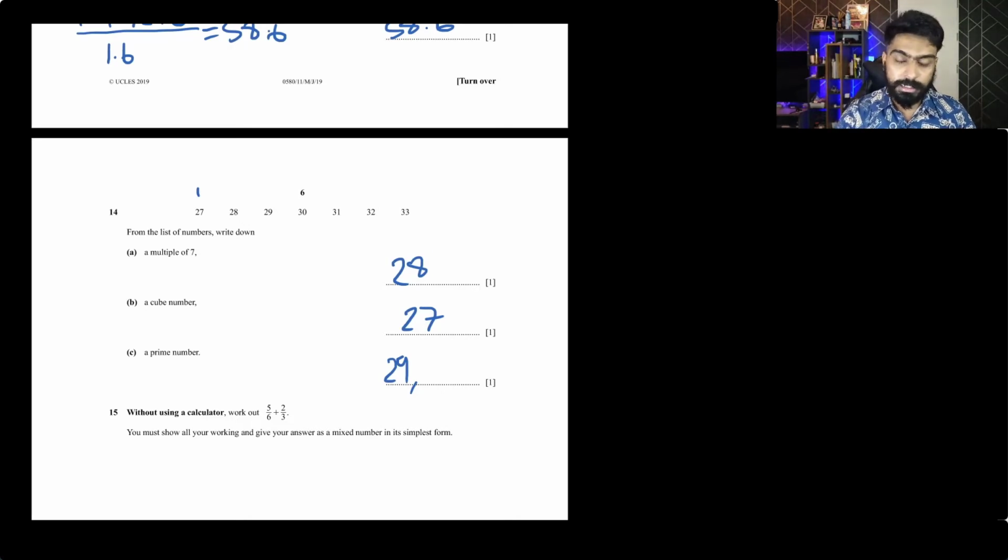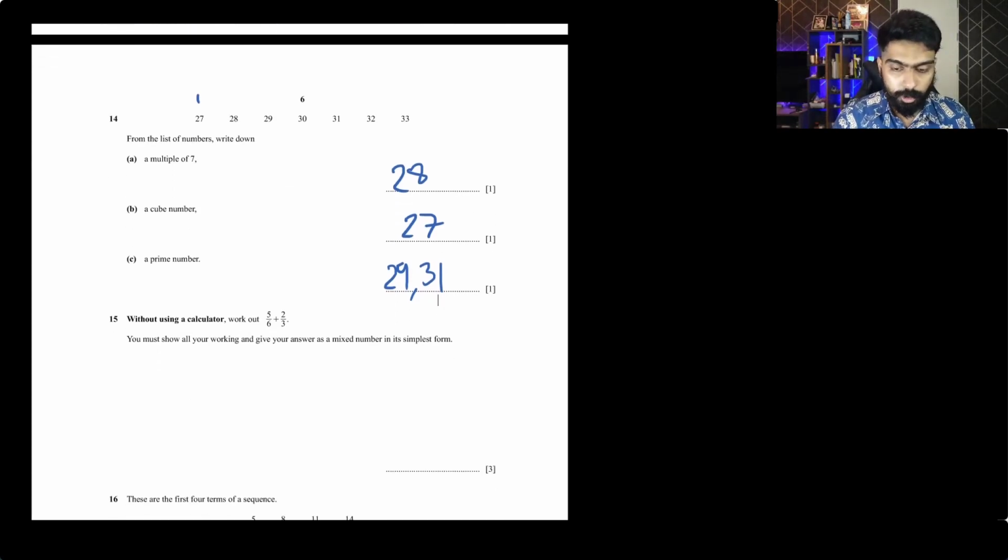Now 30 is an even number, so definitely not a prime number. 31 is a prime number, right? 32 is an even number, so not a prime number. And 33 can divide by 3, 11, right guys? So if a number has more than 2 factors, it's not a prime number. As simple as that, all right guys?